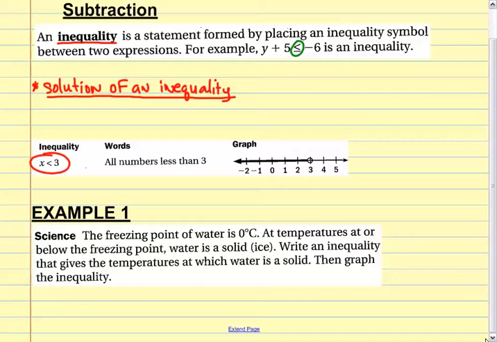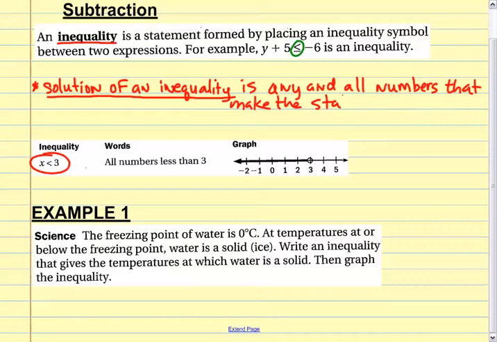-6, yeah. 1.004. Yes. How about 2.999? Is that okay? What about 3? No. Good. Okay. So a solution of an inequality is any and all numbers that make the statement true.